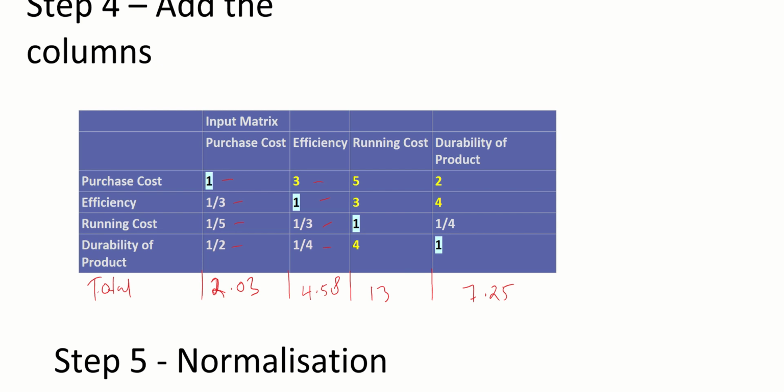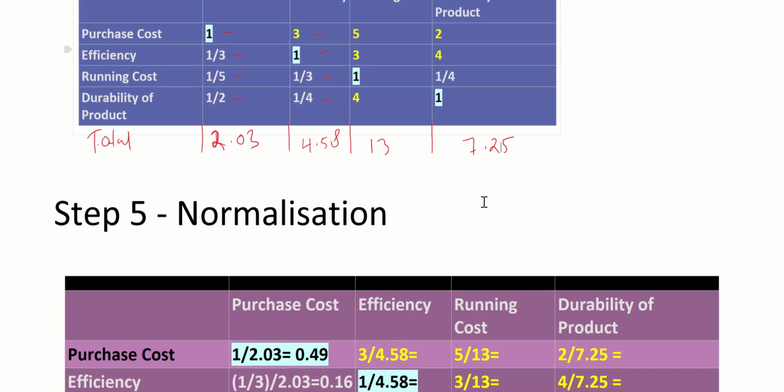This is very important because we'll be utilizing these total values to normalize the numbers that we have in the matrix. That's step 4. Step 5, this is where the normalization process takes place. So we've already calculated the total for each column, and in step 5, I'm going to use that total to normalize each of these values in my column. So to normalize the first one, it's going to be 1 divided by the total. To normalize the second value, it's going to be 1/3 divided by 2.03, and so on.